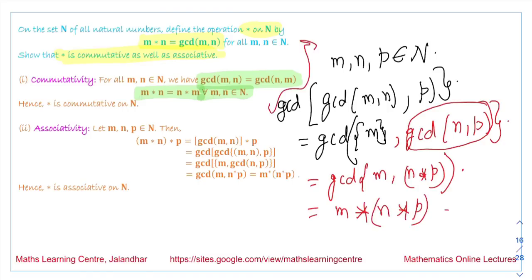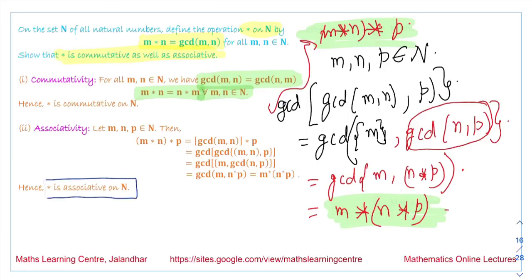And what is this term? It is m star n star p. So we are saying that this value is equal to m star n star p. So we are saying this operation star is associative on N.